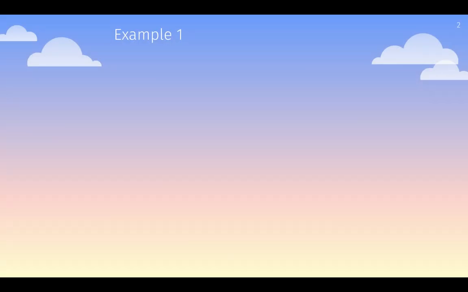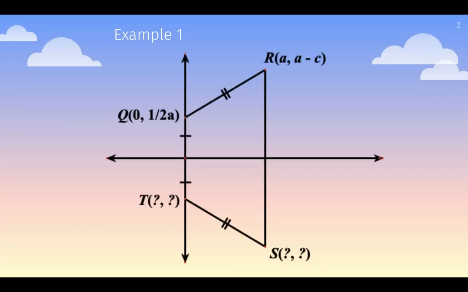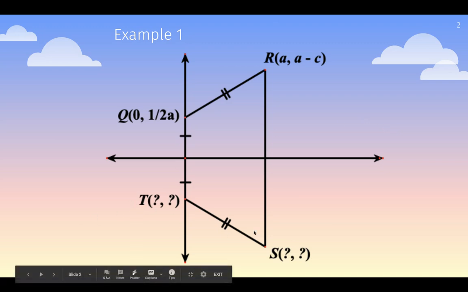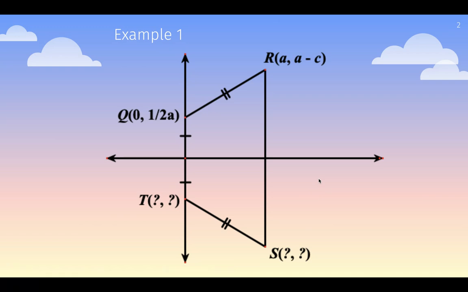So our first example gives us this. Take a look at this polygon in the coordinate plane and see if you can figure out what the missing coordinates are for T and S. So pause the video and try to figure those out.